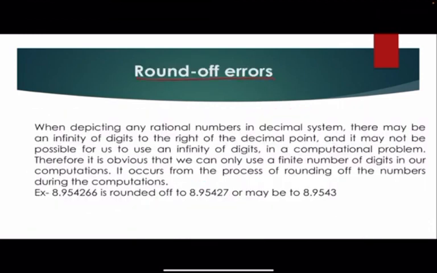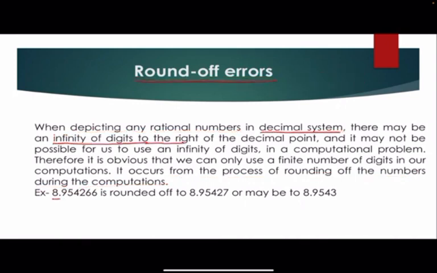This error creeps in when we approximate any number. When we have rational numbers, say 1 by 3, say 22 by 7, or 5 by 9, and so on, whose decimal representation involves an infinite number of digits, we are forced to take only a few digits from the decimal expression. The error which creeps in is called round off error. If we depict any rational number in the decimal system, due to our limitation to take only a finite number of digits, this error creeps in. It occurs from the process of rounding off the numbers during the computations.